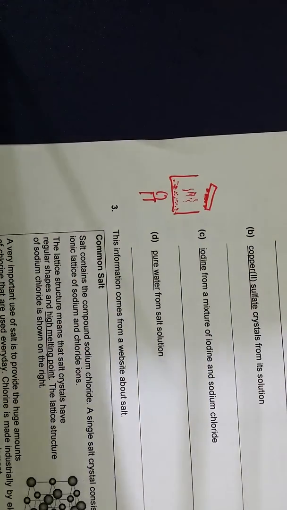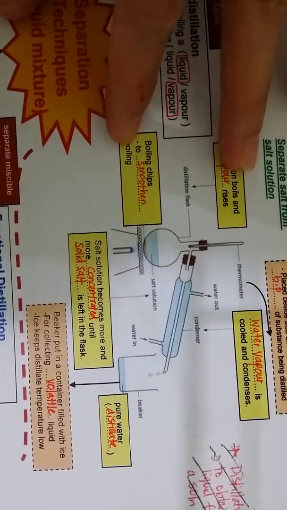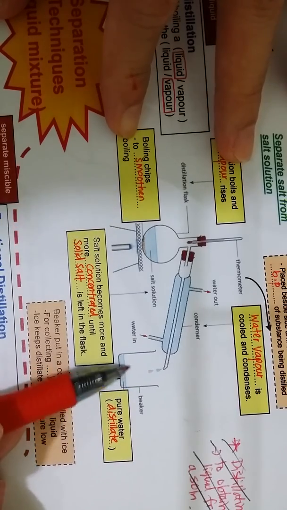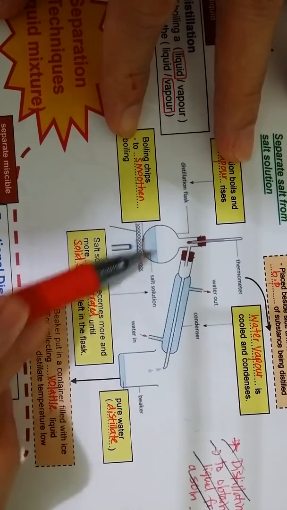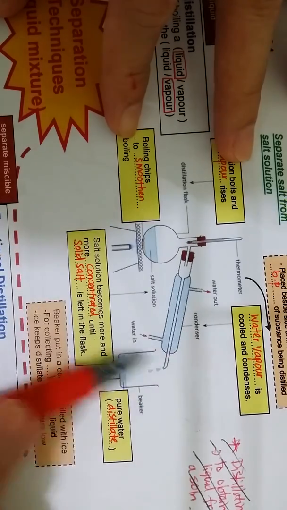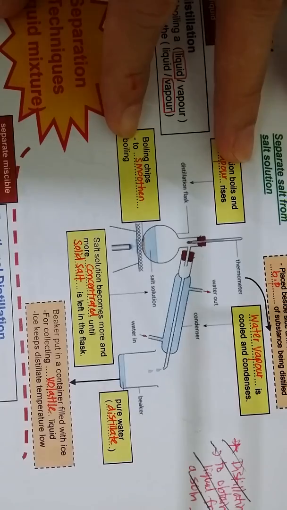Because for distillation, the apparatus is like this, right? Okay, this is the apparatus for distillation. What you will obtain here is the pure water, not the salt. The salt will be here. But what we collect from this distillation is the pure water, which is here.